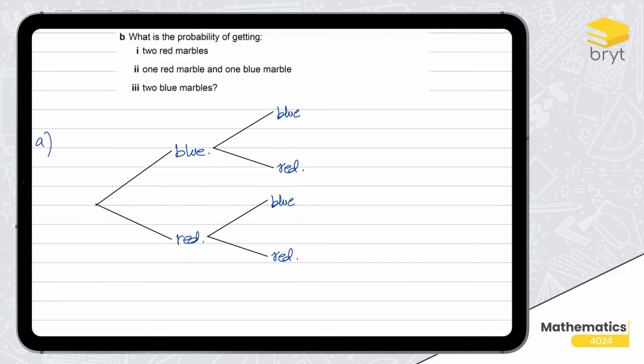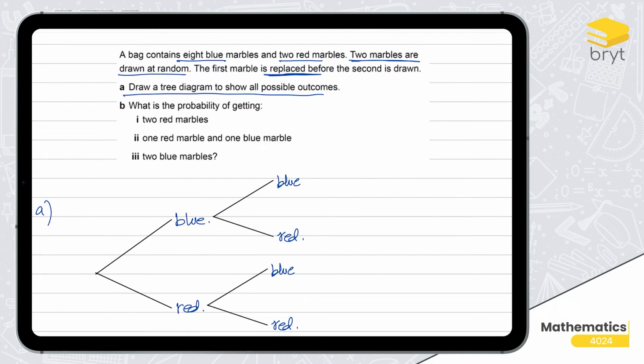Alright, so now let's fill in the probabilities. The first one is simple because we have a total of 8 blue and 2 red. We have a total of 10 marbles over here. So 8 over 10 for the probability of choosing a blue, and 2 over 10 for the second one.